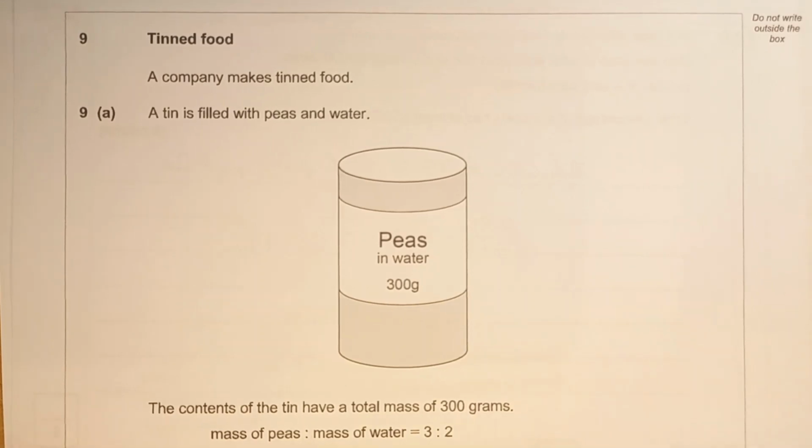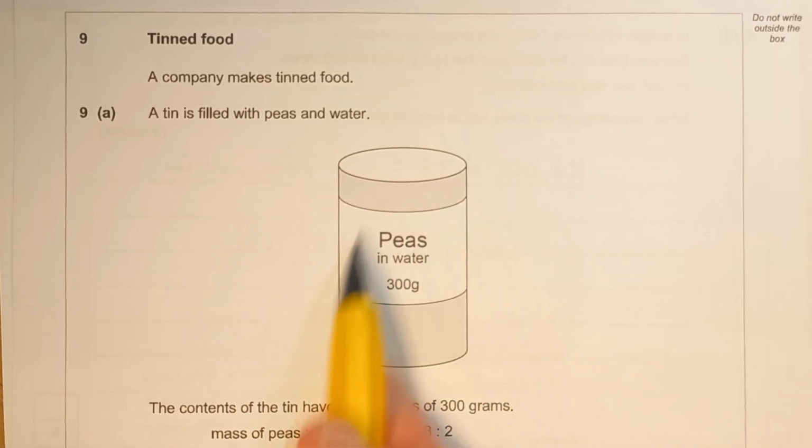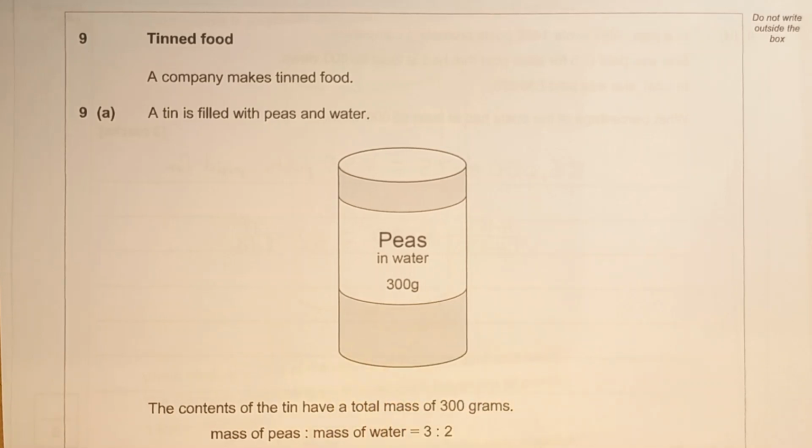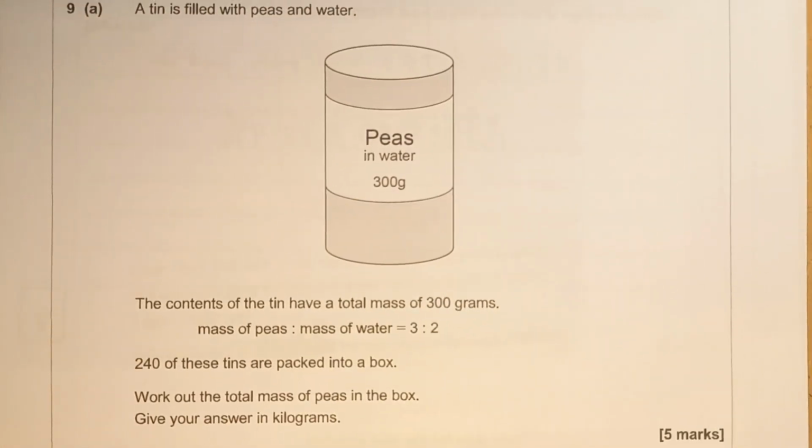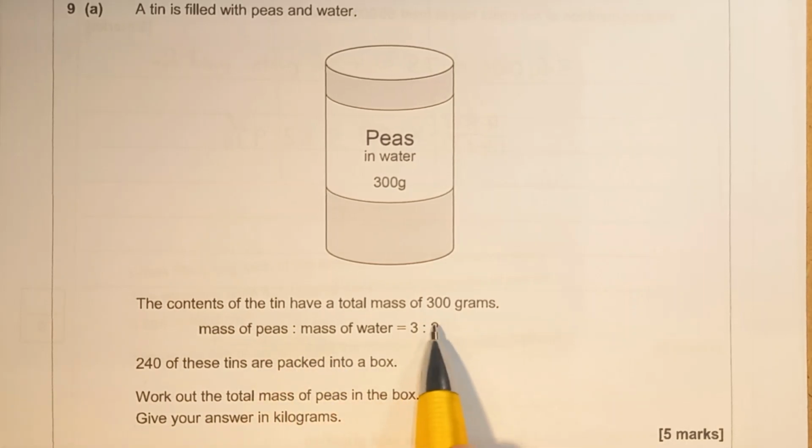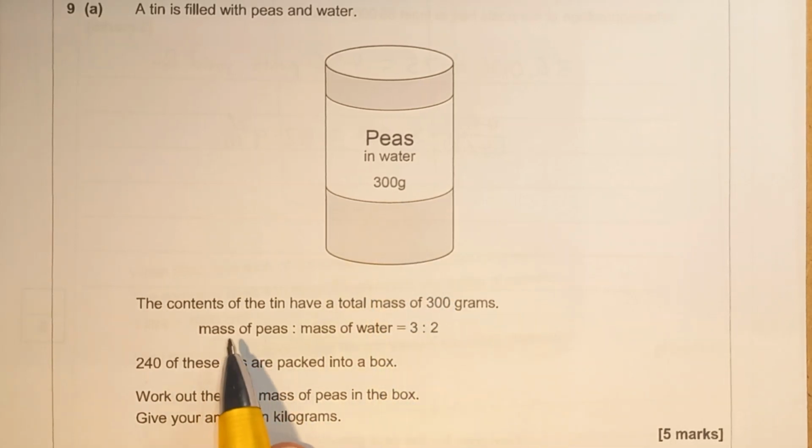Tinned food. A company makes tinned food. 9A. A tin is filled with peas and water. Here's our tin. We've got the weight is 300 grams there. The contents of the tin have a total mass of 300 grams, which it says. The mass of peas to the mass of water is 3 to 2. So in other words, the peas weigh more than the water do, because 3 is bigger than 2. 240 of these tins are packed into a box. Work out the total mass of peas in the box.